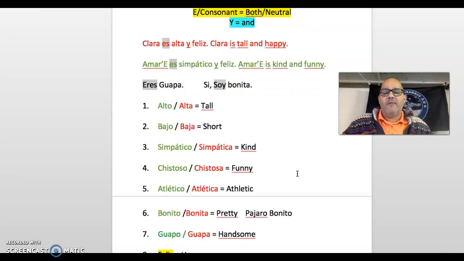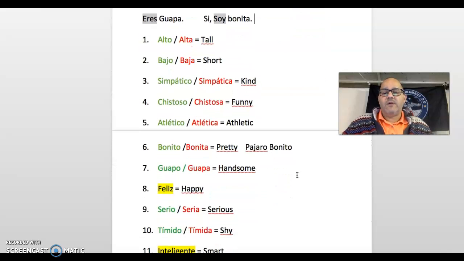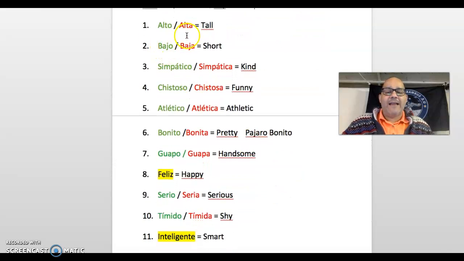So for example, we've done this before. I'm just gonna run right through them. Alto, alta, tall. Bajo, baja, short. Simpático, simpática, kind. Chistoso, chistosa, funny. Atlético, atlética, athletic. Bonito, bonita, pretty.